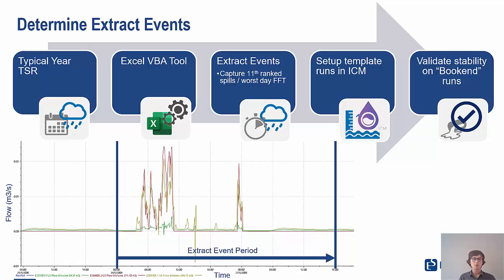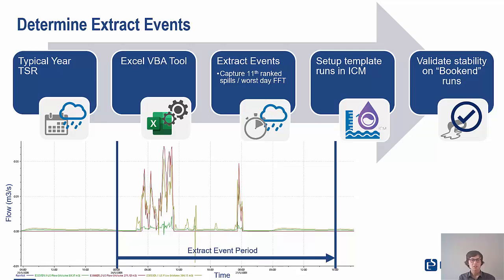So next comes the creation of the extract events from that full either typical year or perhaps 10-year event that's too long to include in the optimization directly. So simply what's done there is we export the time series results from that simulation into the Excel VBA tool we've created, which then produces suitable extract periods for us to use, as shown in that example there.